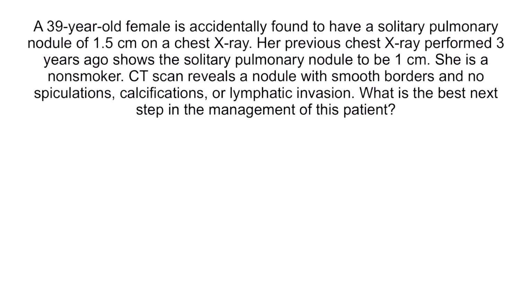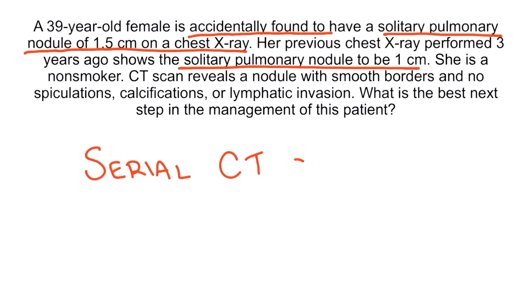All right, this patient presents with an accidentally discovered solitary pulmonary nodule of 1.5 centimeters in diameter. A chest X-ray performed 3 years ago showed this nodule to be 1 centimeter. This means that the nodule is growing in size, which is why she underwent a CT scan. A CT shows the features of a benign nodule, such as smooth borders, no spiculations, calcifications, or lymphatic invasion. According to these findings, as well as her non-smoker status and a relatively slow growth of the mass, her pretest probability of having lung cancer is low. Therefore, the best next step in management of this patient is serial CT scans to track the size and features of the solitary pulmonary nodules.